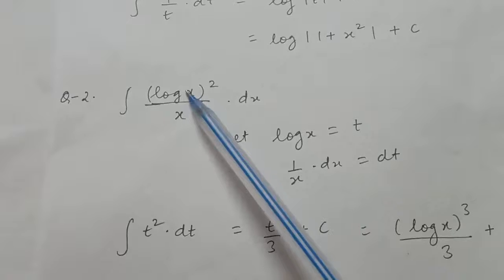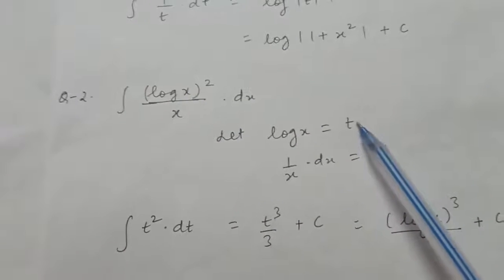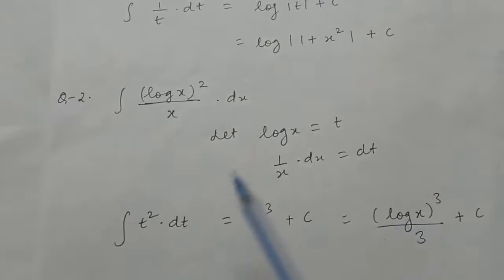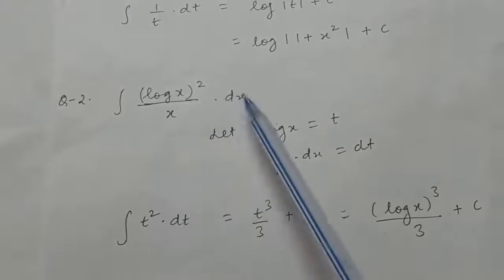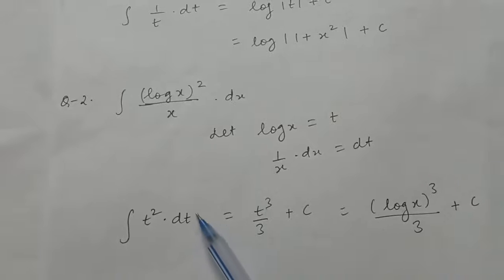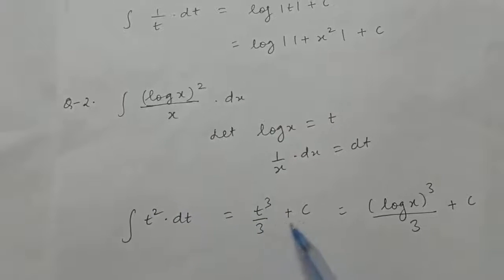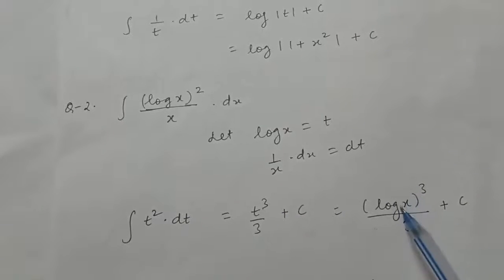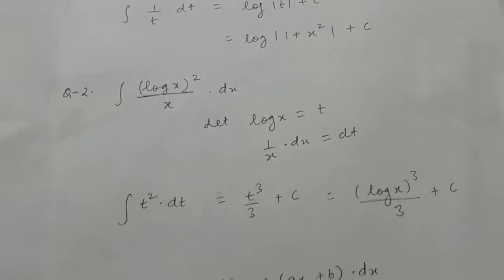Because the derivative of log x is 1 by x, take log x as equal to t. So you will get 1 by x into dx as equal to dt, right? Now this will become integral of t square, and 1 by x dx will be dt. Integral of this is t cube by 3 plus c. In place of t put log x. So (log x) whole cube upon 3 plus c, right?